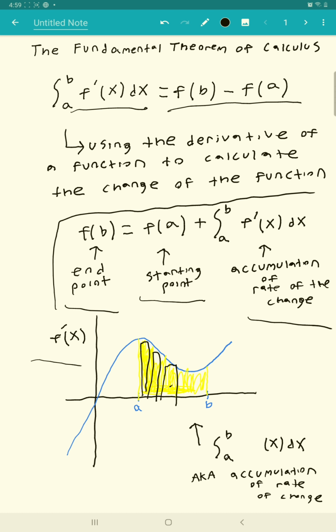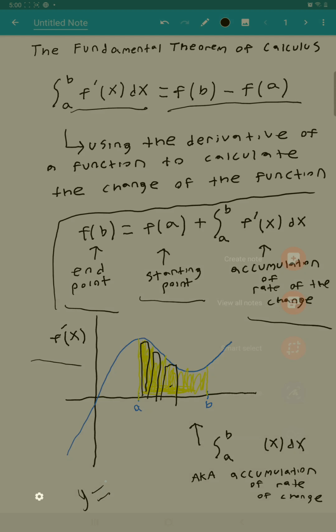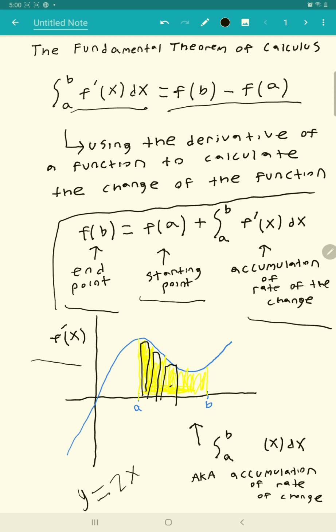This is essential because in basic algebra, we always had functions with constant slopes, like y equals 2x plus 5. But now we're seeing functions with anything but a constant slope. The slope is positive here, negative here. We just can't use y equals mx plus b anymore, obviously. So what we do is we take the integral of the rate of change, which is the accumulation of the rate of change, and we can use this to figure out what the function's y value is at a certain moment in time when the slope is varying a lot.